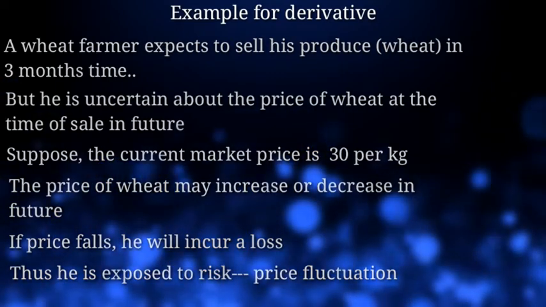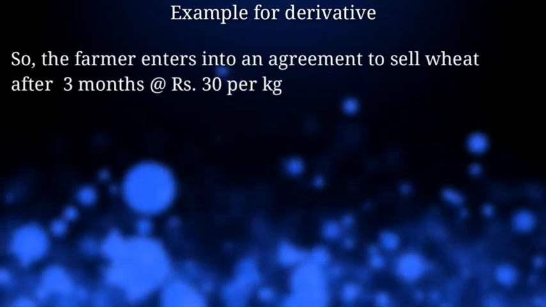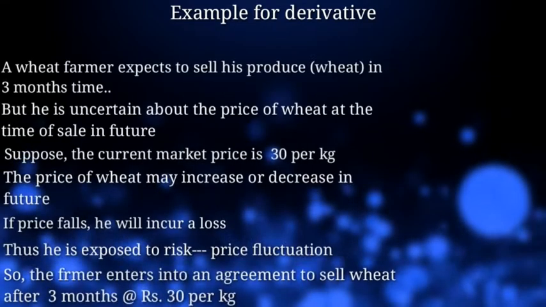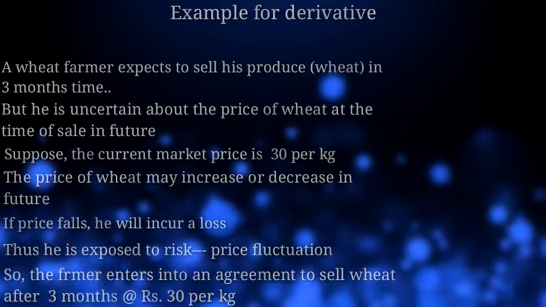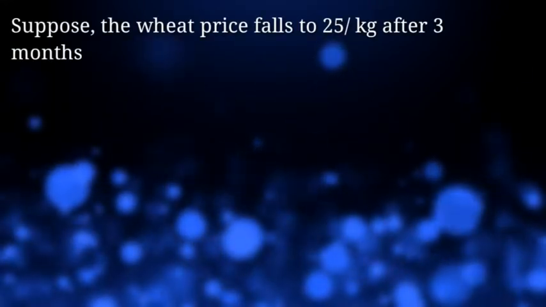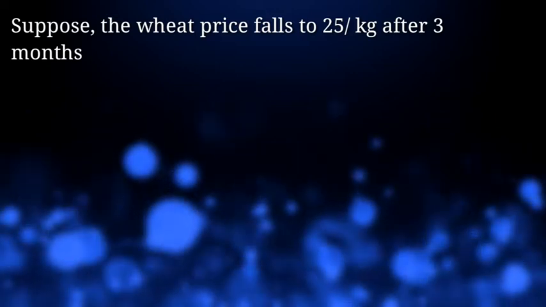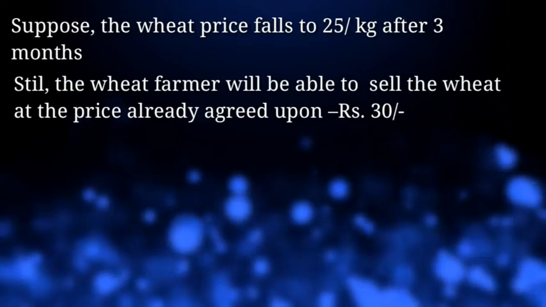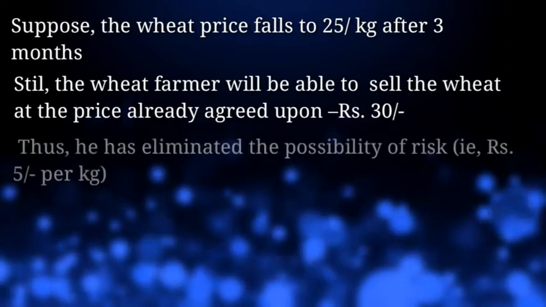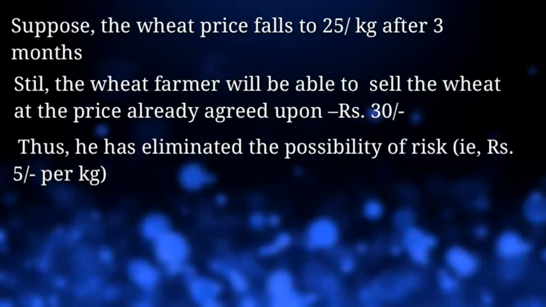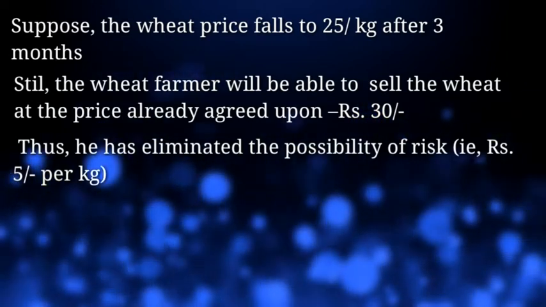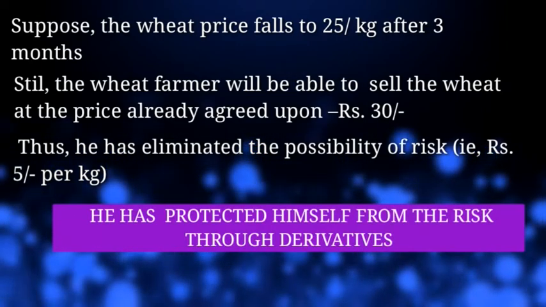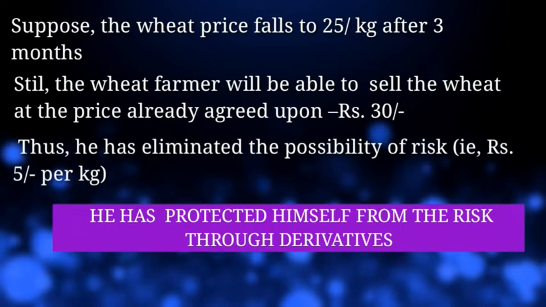So to avoid this risk, the farmer enters into an agreement to sell wheat after 3 months at a price of rupees 30 per kg. So this agreement is an example of derivative. Okay. Suppose the wheat price falls to rupees 25 per kilogram after 3 months. Still, the wheat farmer will be able to sell the wheat at the price already agreed upon, that is rupees 30. Okay. Thus, he has eliminated the possibility of incurring a loss, that is rupees 5 per kg. He eliminated that loss. Okay, so he has protected himself from the risk through derivative.